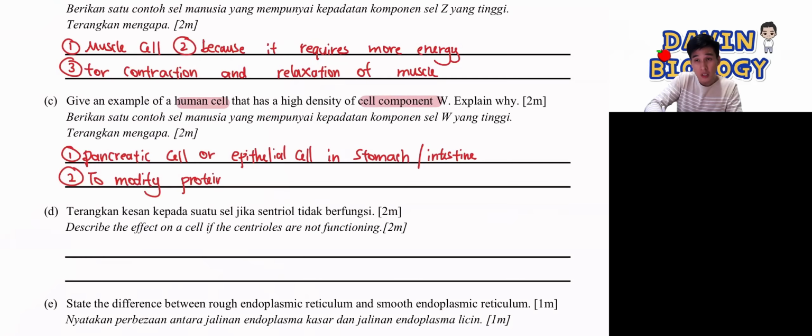proteins to secrete enzyme. So what's the protein for? To make enzyme, no? So I modify the protein to secrete enzyme, meaning to produce enzyme.